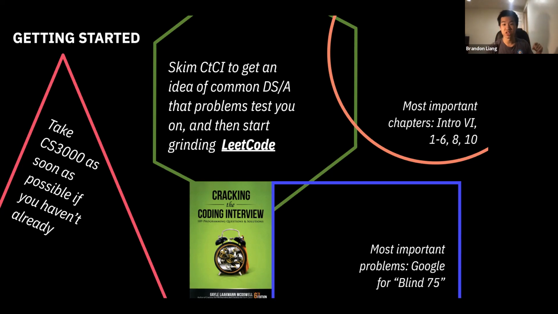So with that said, let's just go on to LeetCode so you guys can get a feel for what the interface is supposed to look like. So let me stop my screen share for a second.